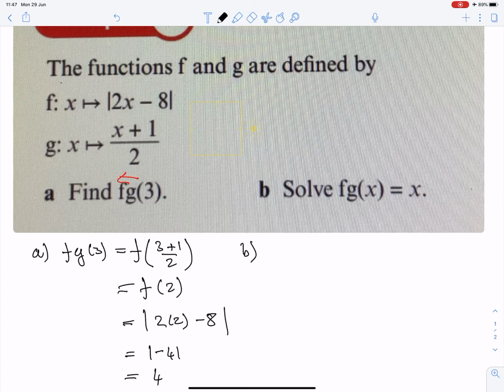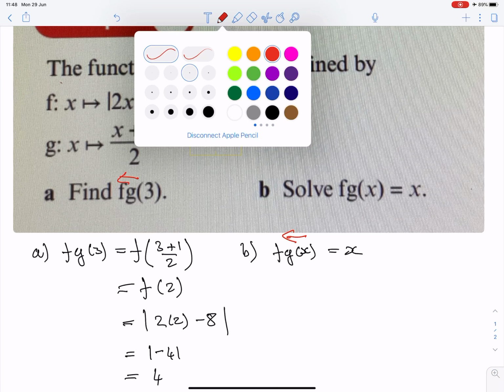B. Solve fg acting on x equals x. So g of x first of all, let's replace that because again, just like last time, we're working backwards. It's f acting on g of x.